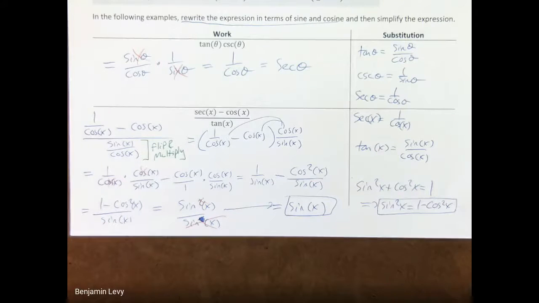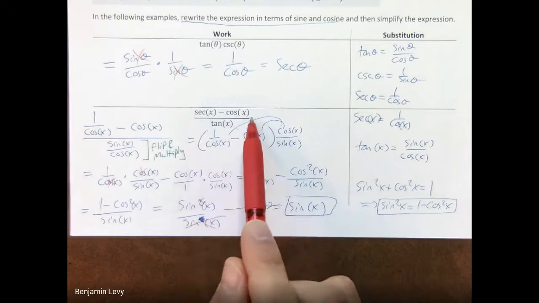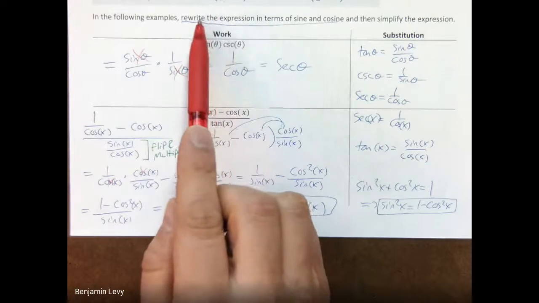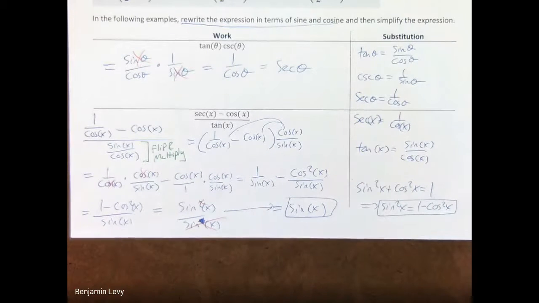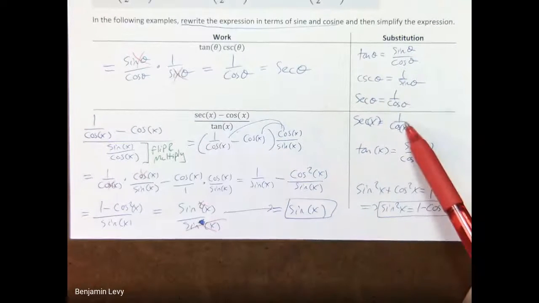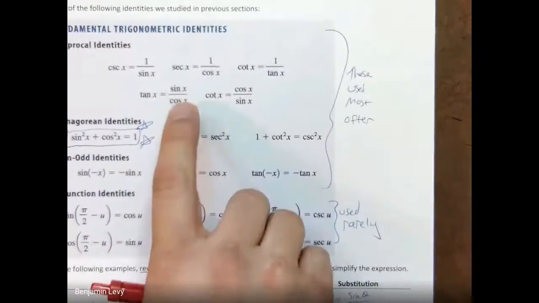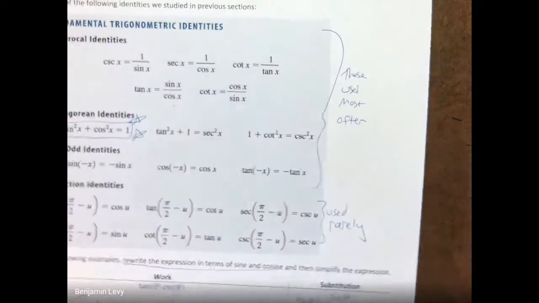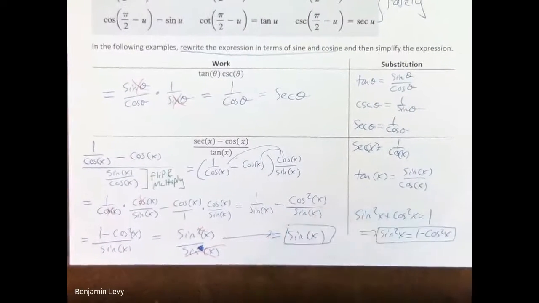So this was the introduction to identities, where we're not actually proving an identity yet. We're just simplifying an expression. We're given this fraction, and we're told to rewrite it in sines and cosines and simplify. The work is over on the right here. Secant changes into 1 over cosine, tangent changes into sine over cosine, and those come from the regular identities at the top. So I change those things into sines and cosines.